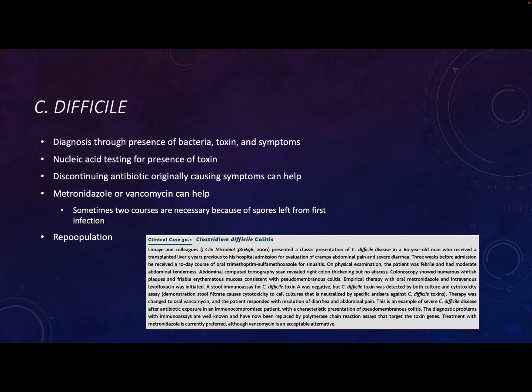Therapy was changed to oral vancomycin, which is better than the levofloxacin, and the patient responded with resolution of diarrhea and abdominal pain. This is an example of severe C. diff disease after antibiotic exposure in an immune-compromised patient. Remember, all of your transplant patients are immune-compromised because they have to take immunosuppressive therapy. With a characteristic presentation of pseudomembranous colitis. The diagnostic problems with immunoassays are well known and have been replaced by PCR that targets the toxin gene.